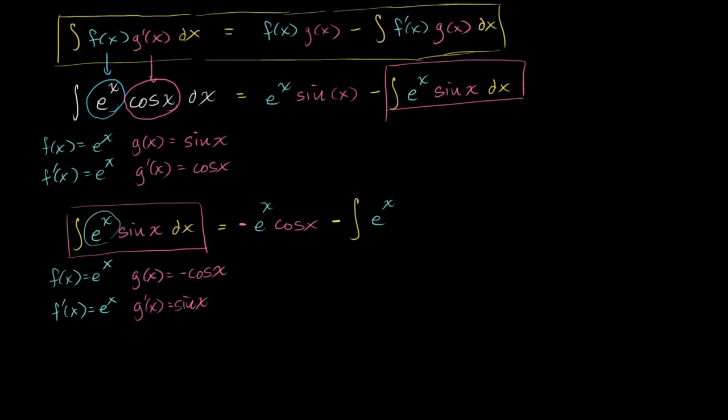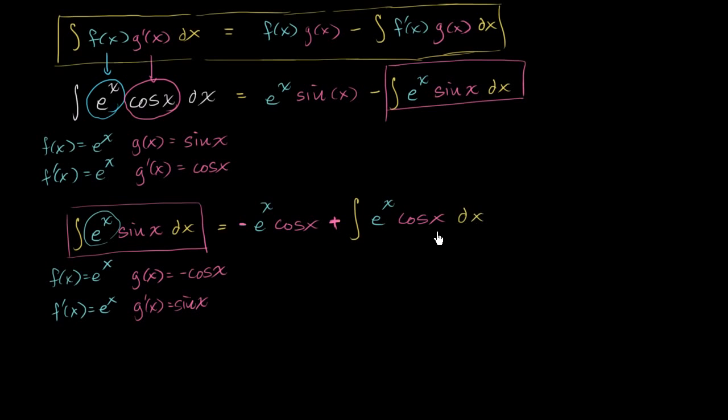G of x is negative cosine of x. So we could put the cosine of x over here, and then take the negative out of the integral, and so this could become a positive. It was subtracting negative cosine, or subtracting this integral, which had a negative in it. I just took the negative out. This became a positive dx.